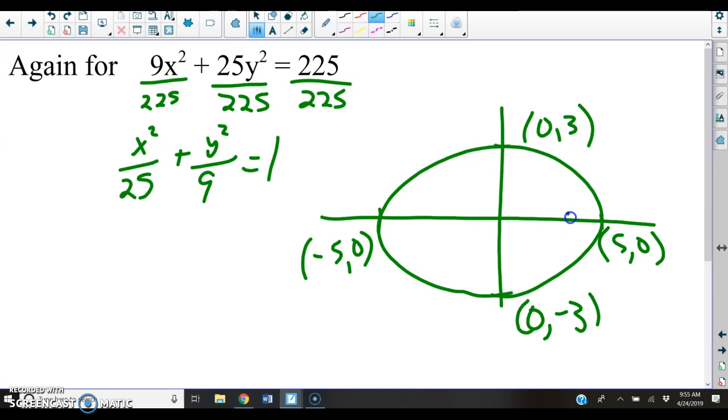And my focus points, when I subtract, I get 16. So c squared is 16, so that means I'm going 4. So this would be negative 4, 0, 4, 0. Okay, and that's all for my center 0, 0. And I've got it sketched.